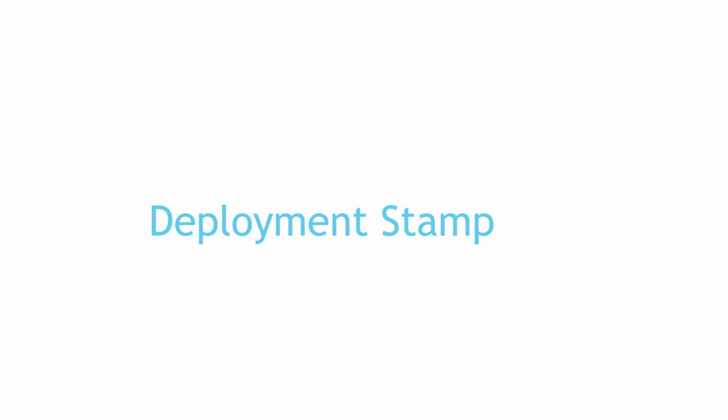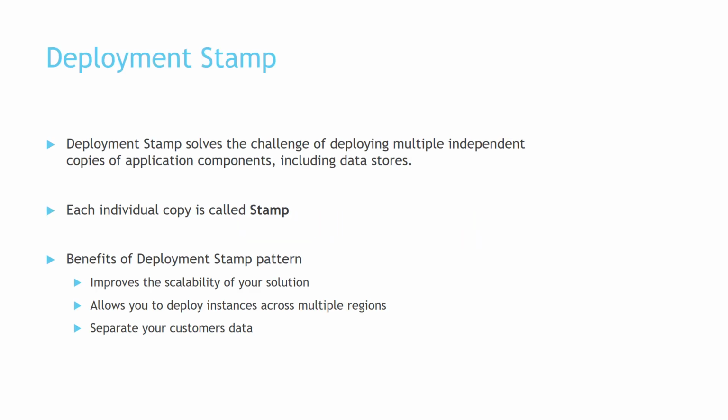Hi everyone! In this video we are going to talk about one of the cloud design patterns for Azure, and today's pattern is going to be deployment stamp. We can use deployment stamp with any Azure resource or component like a VM, app service, API management, function app, or even with a data store like SQL Server. It allows us to deploy multiple independent copies of your solution across different regions or in the same region, and each individual copy is called a stamp.